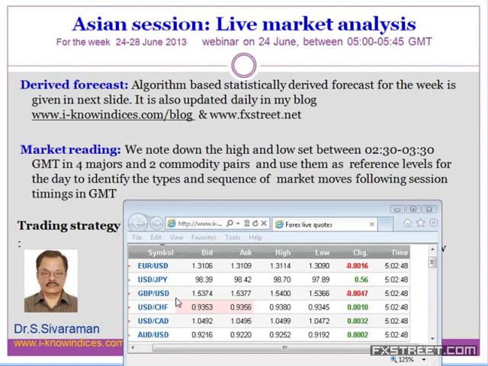Then also in the case of GBP, it is currently trading around 1.5374. 1.5400 is the high, 1.5366 the low, 47 pips negative net change is seen. So Euro and GBP are showing negative net change. USD Yen and USD CHF are showing positive net change. That means the majors are making the USD gaining move.